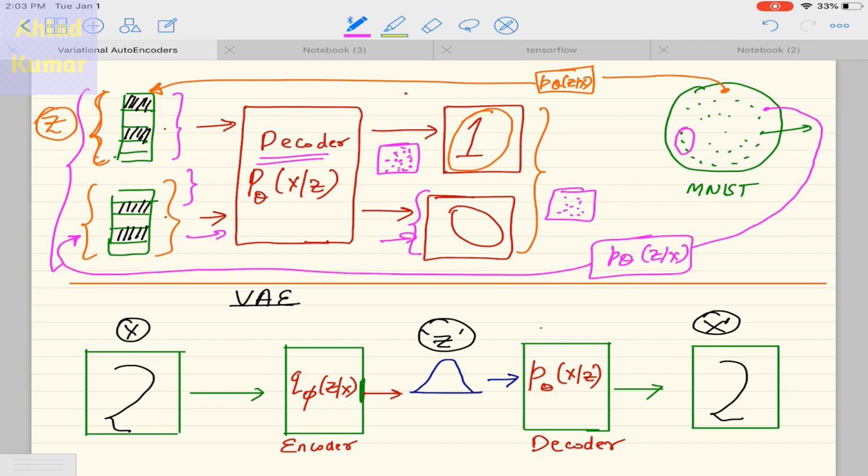I'm sorry, I have made a mistake: these blocks are not p theta of z given x, they are q phi of z given x.